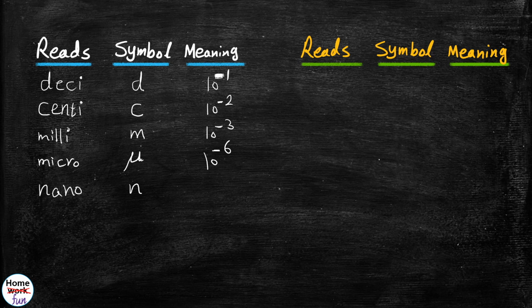Nano, lowercase n is the symbol, and the meaning is times 10 to the power of -9. You must have heard of, or maybe you have heard of, nanomaterials. So those are materials that are of the size of nanometers. Nanometer, like 1 nanometer equals 10 to the -9 meters. That's like several times thinner than your hair, than a single hair.